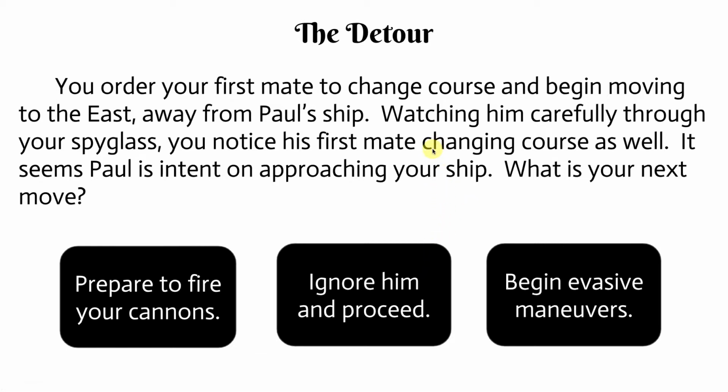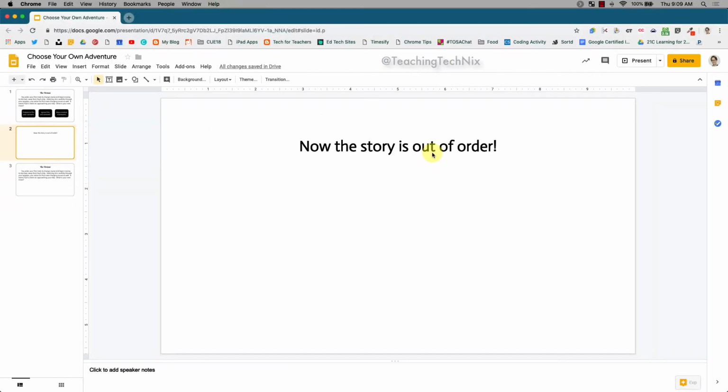Well, in a slideshow, if you click anywhere on the slide and it's not linked to somewhere else, it's going to just take you to the next slide. And in a choose your own adventure story, that's really not good because now the story's out of order and everything's going to get messed up, right? So let's talk about how to protect from that.